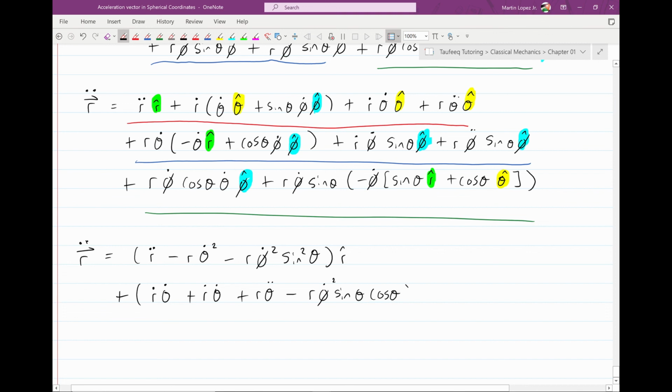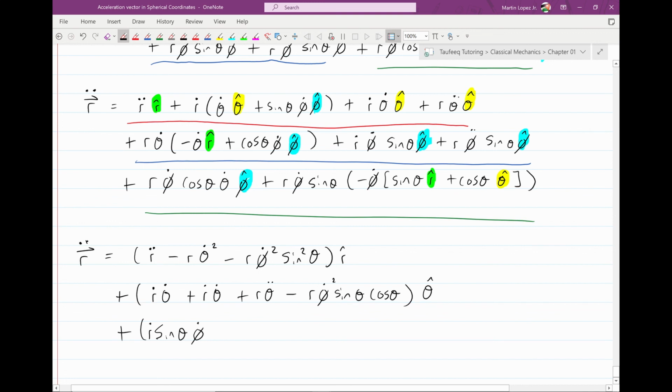No, it's not sine squared. Sine theta cosine theta. And this is all multiplying theta hat. And the last term is all the phi's. There's a lot of them.